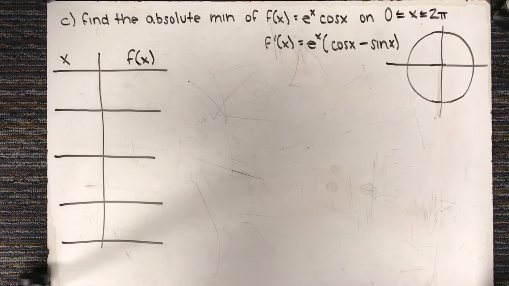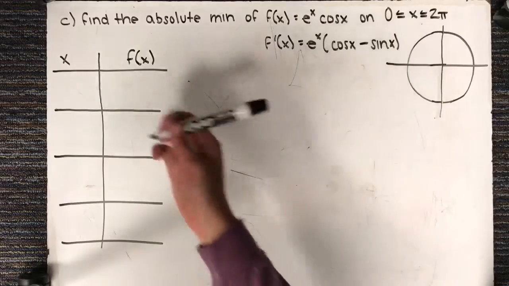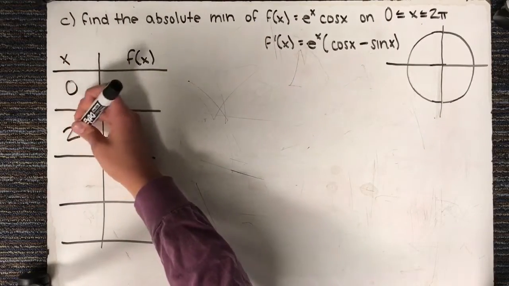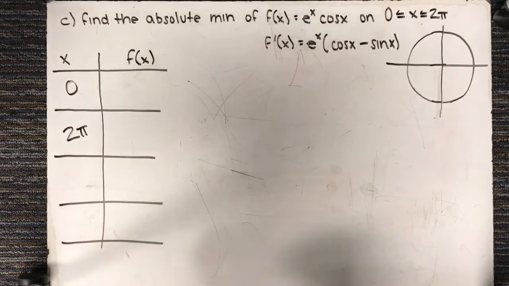So they give us f of x, which is equal to e to the x times cosine of x. To find the first two x values, we're going to use the endpoints of the interval, which are just 0 and 2 pi. So I'll put those on the table. And then to find any other x values, we need to find where the derivative does not exist or it equals 0. You actually found the derivative in part B.